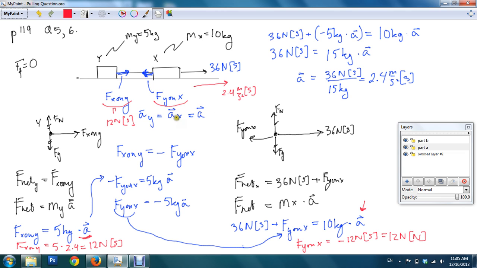which you can double check against Newton's third law, which says that these two must be equal and opposite. So here now we have the answers. We know what this force is and we know what this force is, and that's question number 5. Now we'll move to question number 6, which involves friction.